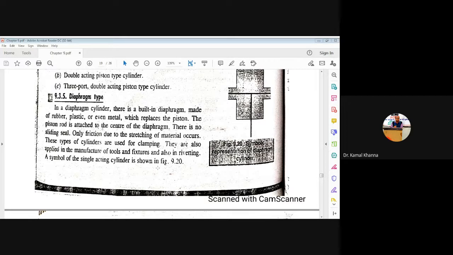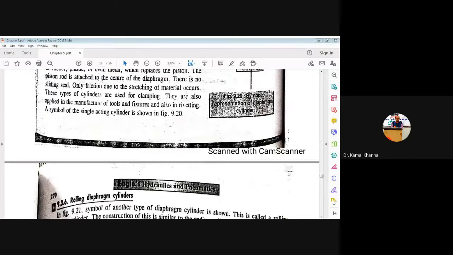So there are no chances of leakage of compressed air from the system, because the diaphragm itself acts as a seal. There is no sliding seal, so only the friction due to the stretching of the diaphragm remains. This friction can be reduced by assembling some bushes or clamping between the surfaces where the diaphragm and the cylinder meet. They are also applied in the manufacture of tools and fixtures, also in the rig.